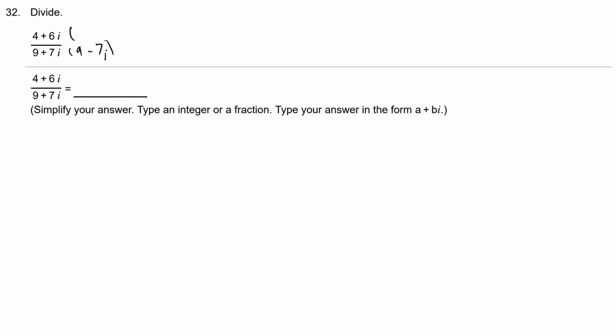And that means we're going to start by multiplying 9 minus 7i on the top and bottom. And we're going to have to distribute that out. What we're going to end up with is a real number on the bottom, but we're going to have to combine and simplify it, and we'll have a complex number on the top.